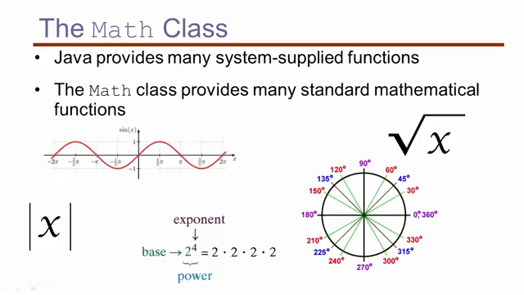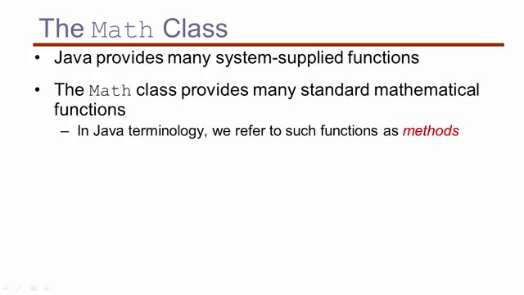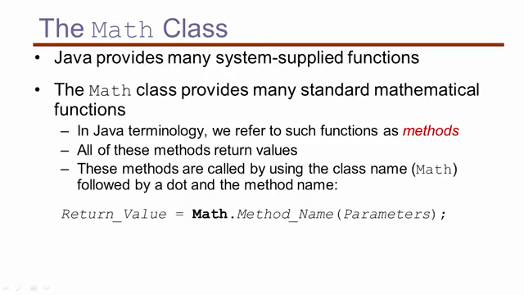The Java language provides many useful predefined functions, which are grouped together in collections called classes. In particular, there is the math class that provides many of the standard math functions that we may want to use. In Java terminology, these functions are referred to as methods. And for the math class, all these methods will return values back to us that we can then use as we wish. To use or call these methods, we need to specify the class name, which is math with a capital M, followed by a dot, which is followed by the name of the method.